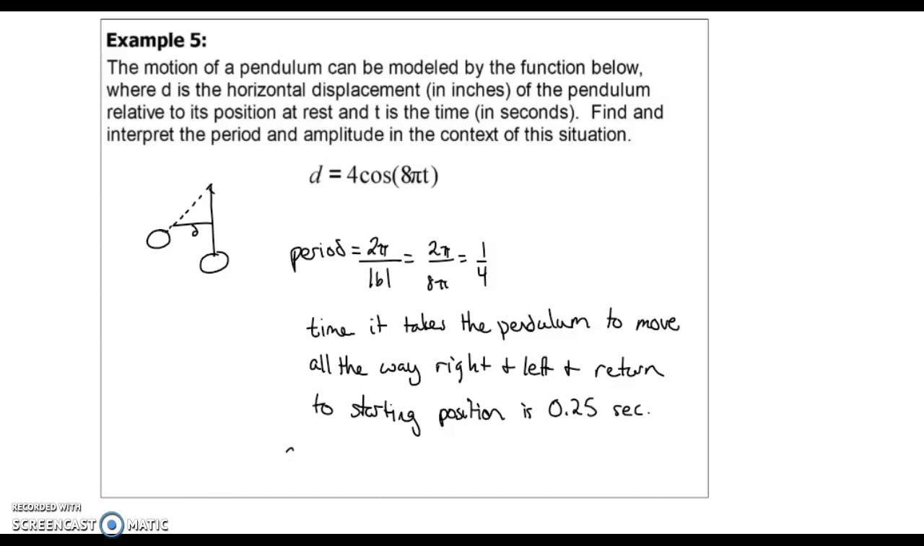Okay, and then the amplitude is 4. What that means is it's the maximum distance that the pendulum will be from its resting point, so at its farthest swing.